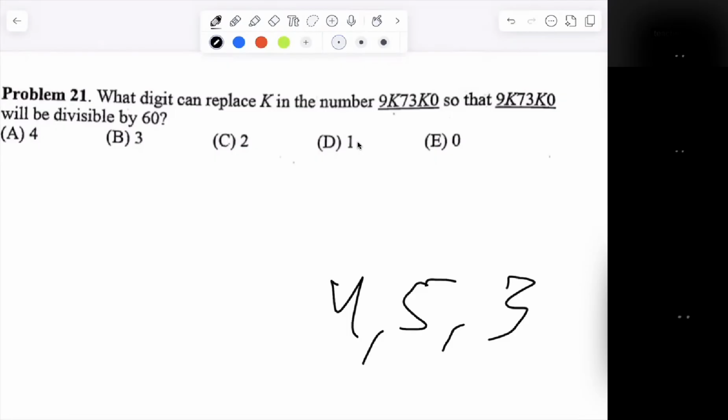To be divisible by 4, we need k0 to be divisible by 4. To be divisible by 3, we must have the sum of the digits divisible by 3. And the 0 means that the divisibility condition for 5 is already satisfied. So from here, notice that if we sum up every single digit, we get 19 plus 2k, which must be divisible by 3. Also notice that k must be 2 or 8.